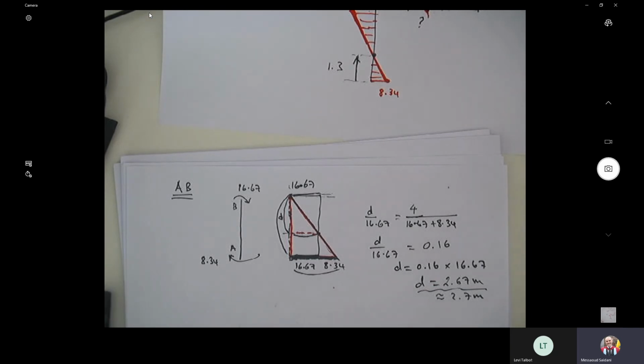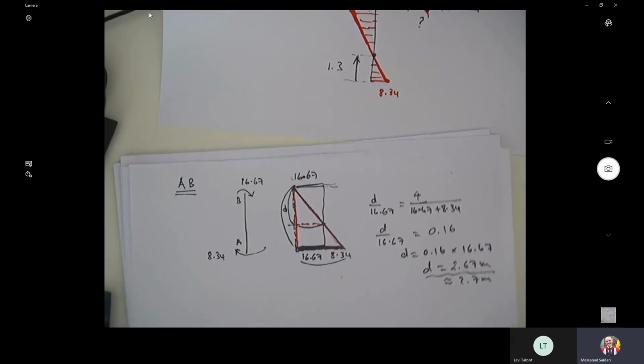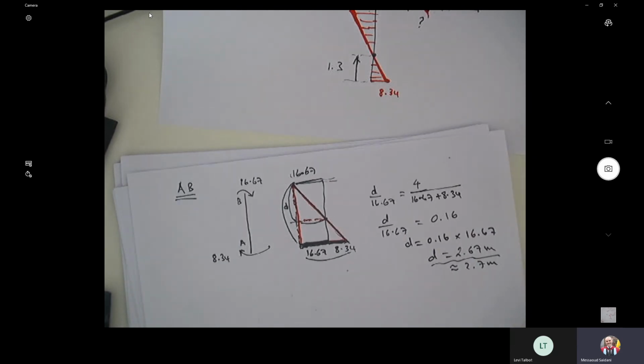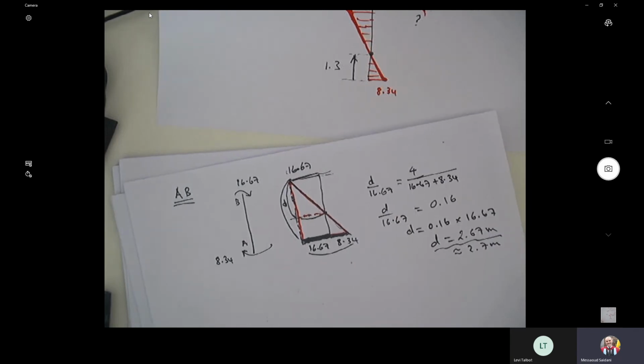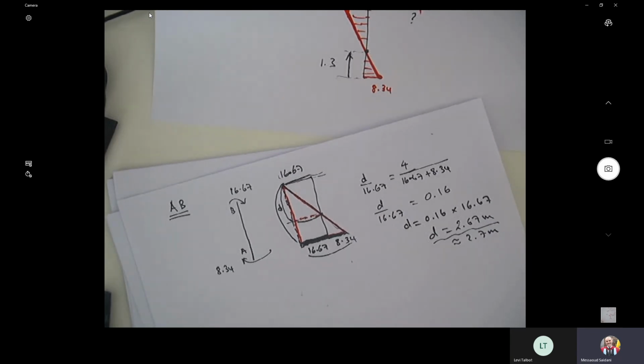Any questions? So whenever you have a linear distribution like here, you can always use similar triangles to determine the points of contraflexion. Unfortunately, if you have a parabolic distribution, you have to do it the way we did yesterday by taking an intersection. There is no way around it, okay? But when it's linear, it's easier.